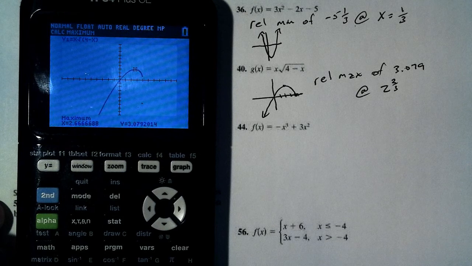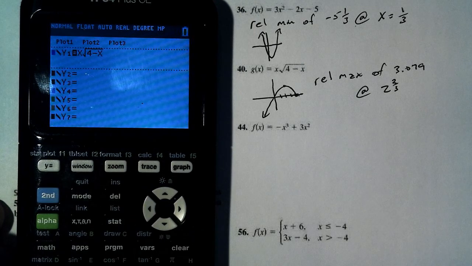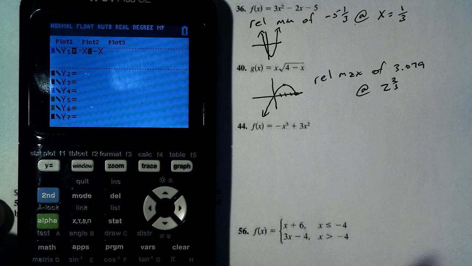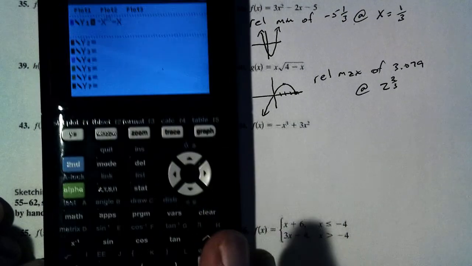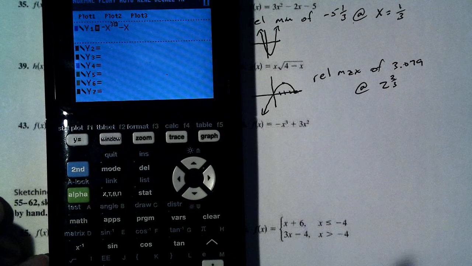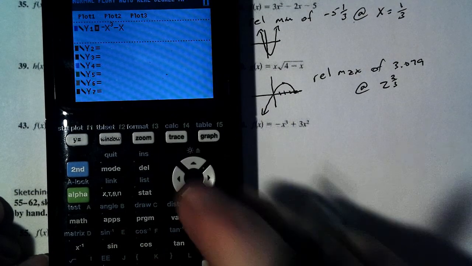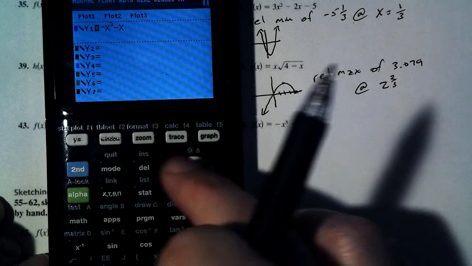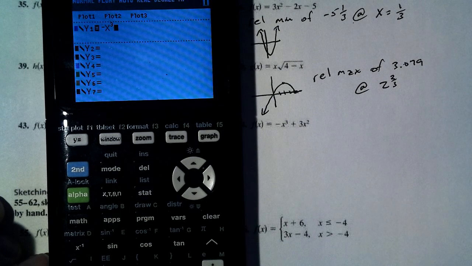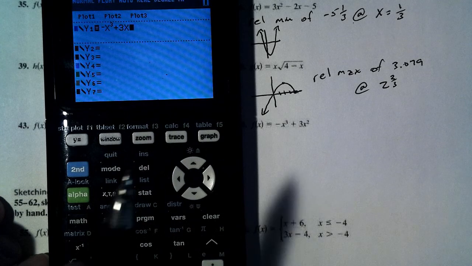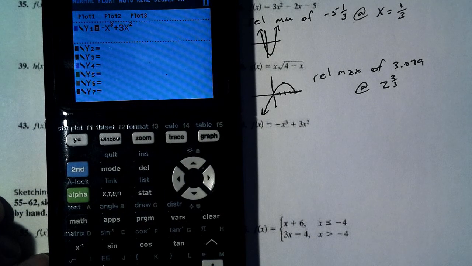Okay, 44. Negative x to the, we use that caret key, to the third. I guess I better get rid of some of this other stuff. Delete, plus 3x squared. And we'll try that in Zoom Standard.